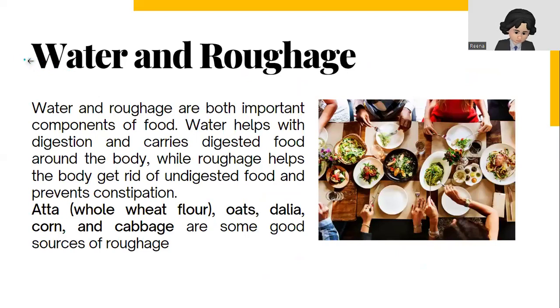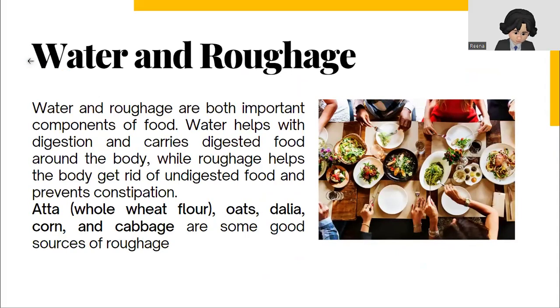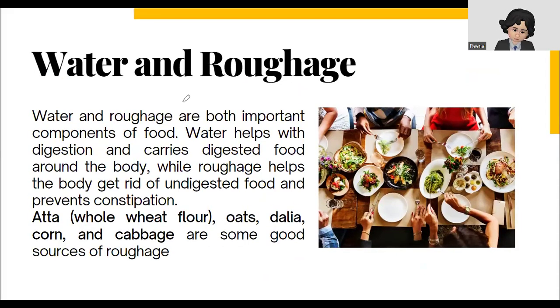Okay. Now let's talk about something that you need to know about: water and roughage. Along with these five main components of food, our body also needs an adequate amount of water and roughage, which is dietary fiber. Water acts as the medium for transport of the nutrients inside the body. It also allows food to pass easily through the digestive system. We should drink plenty of water and include foodstuffs containing roughage in our diet.